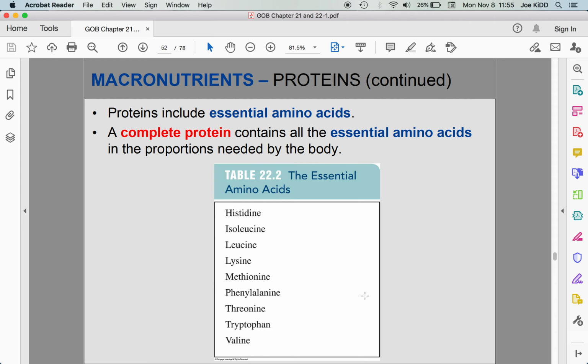We also have essential amino acids. So remember when we were in chapter 19, we were talking about amino acids. Most of the amino acids, our body can produce ourselves. However, there are a few that are essential, which means we need to get them from other sources. We give the word complete protein, quote unquote, to a protein that contains all the essential amino acids in proportions that are needed by the body. So there are foods where the protein that we are ingesting also provides us with these essential amino acids as well.